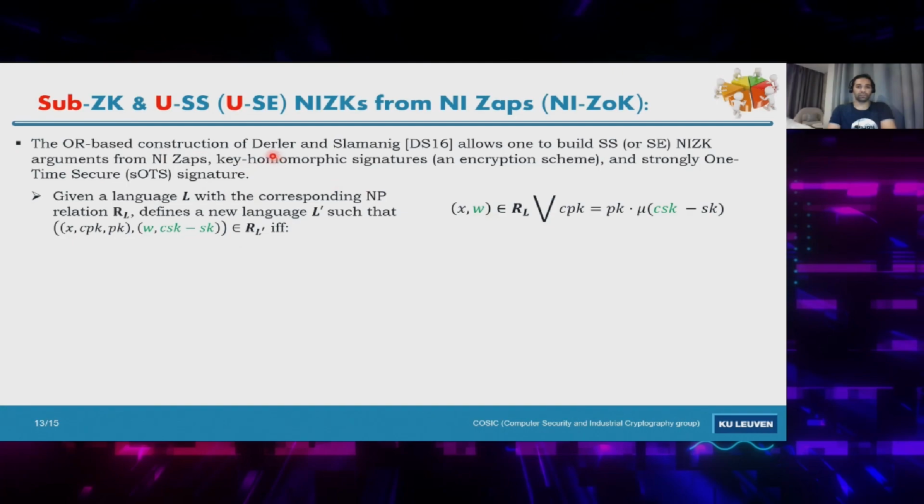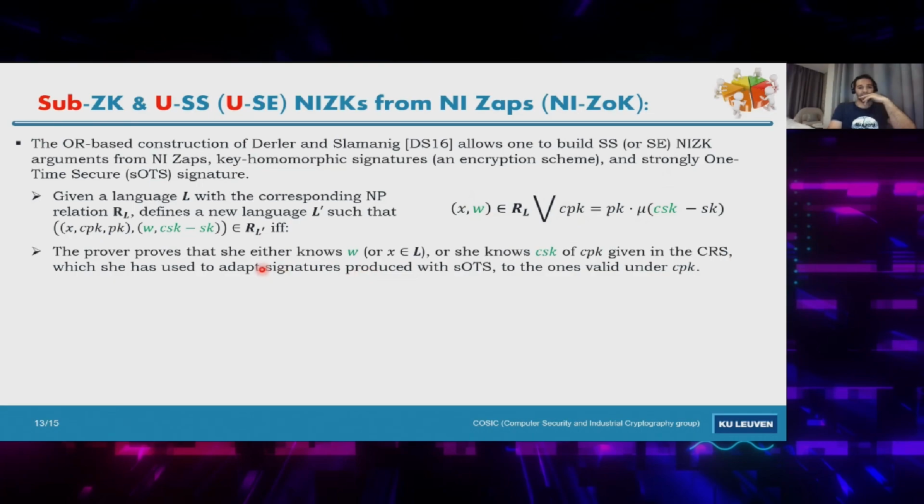One of them is the Dealer and Slomaning compiler, which allows you to build simulation sound and simulation extractable arguments if you use an encryption scheme to encrypt NISQ arguments, using non-interactive ZAPs, key homomorphic signatures, and also strongly one-time signature schemes. So they define this language, and the prover is asked to give a proof of knowledge of the witness or this CSK. That CSK is the secret key of a key homomorphic signature scheme, and its public key is given in the CRS.